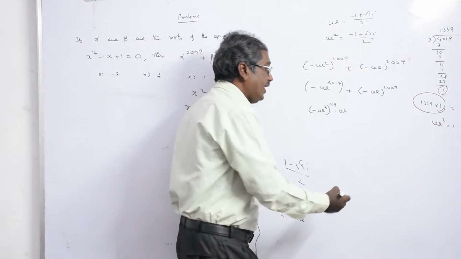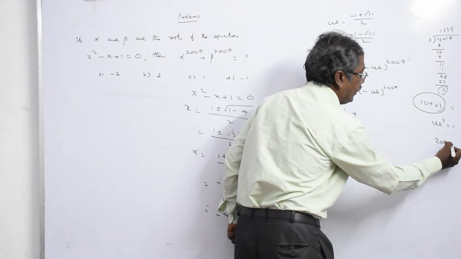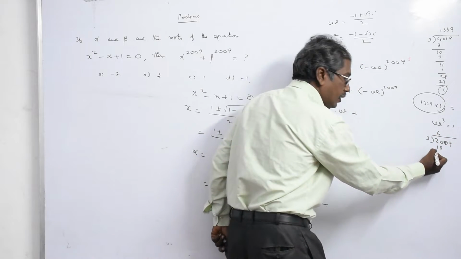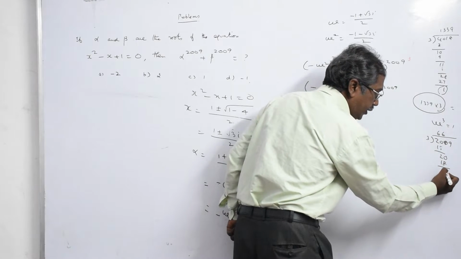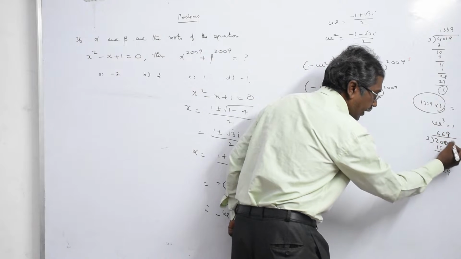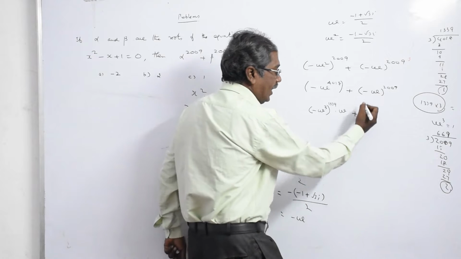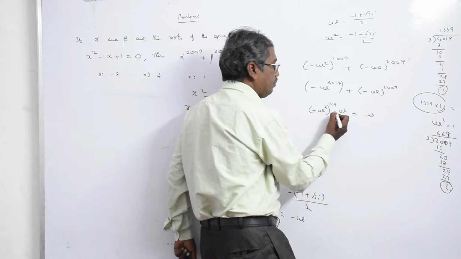Again, what is 2009? Check 2009 again by 3. How many 3's are here? 6 3's are 18. Remaining 2, 0. Again 6 3's are 18. Remaining 2, 29. 9 3's are 27. Remaining 2. What is 2 now? I can write this as minus omega cube. You take plus here and you take minus here.